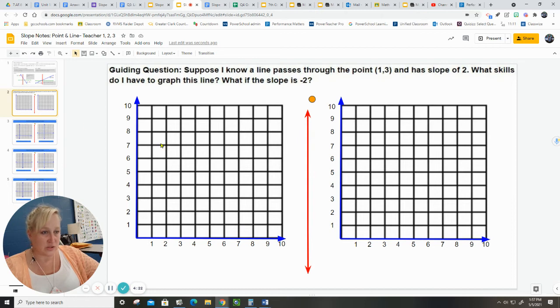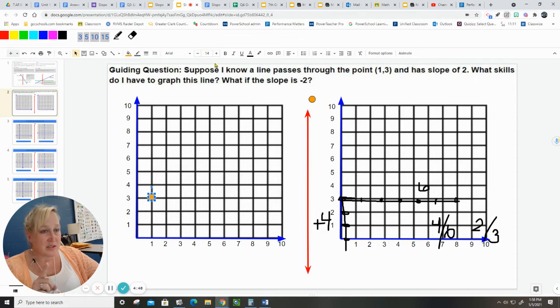Now we are going to go to the second one, and we are going to do it a different way. I have tried to make it a little easier to do because I've given us points that we can drag. So suppose I know a line passes through the point (1, 3) and has a slope of 2. So I'm going to take my point and put it at (1, 3). Got it. Okay. It has a slope of 2.